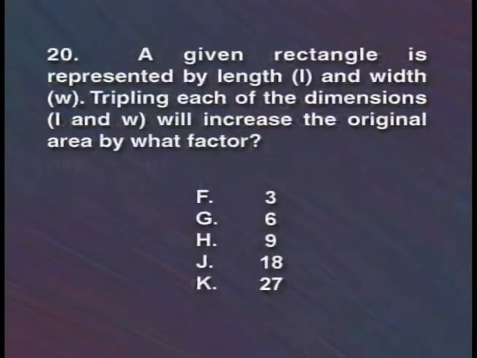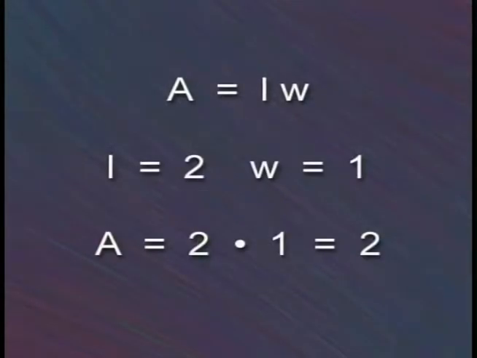Problem 20. A given rectangle is represented by length L and width W. Tripling each of the dimensions, L and W, will increase the original area by what factor? Let's work this problem in two different ways. First, substitute numbers for the variables. Let the length equal 2 and the width equal 1, for instance. Then the area equals 2.